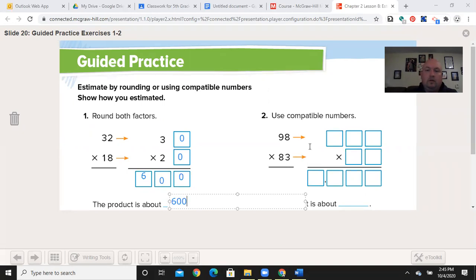Let's compare here. 98 is close to 100. Although it is a compatible number, it's also rounded. And I'm going to go this one towards 80. Because if I round up to 90, it's not going to change a whole lot, to be honest with you, as far as the effort. 1 times 8 is 8, and there are 3 zeros.